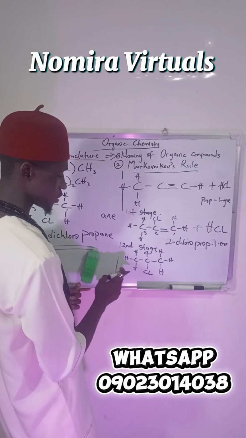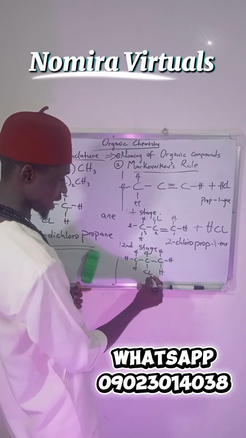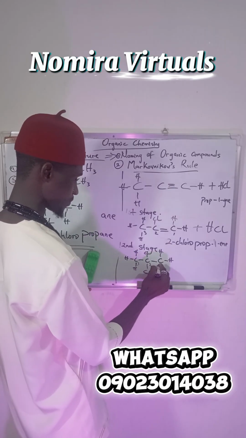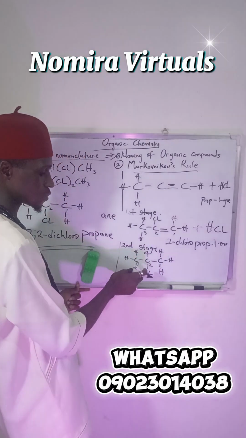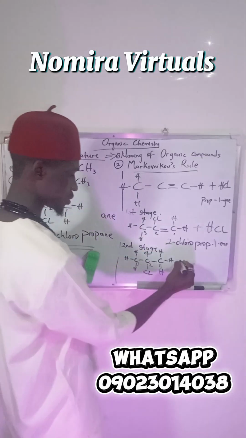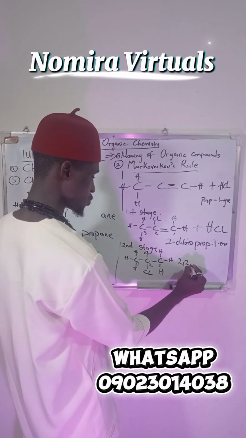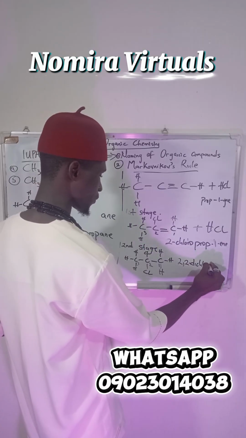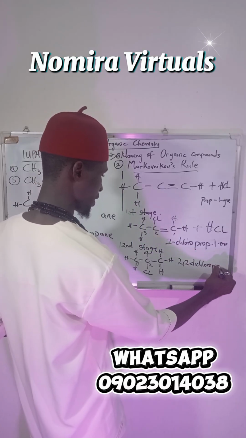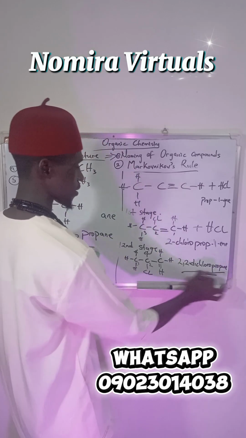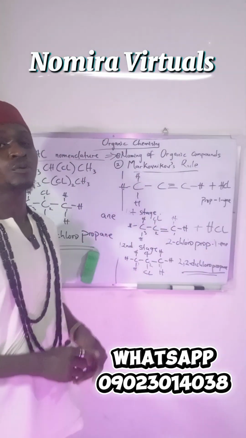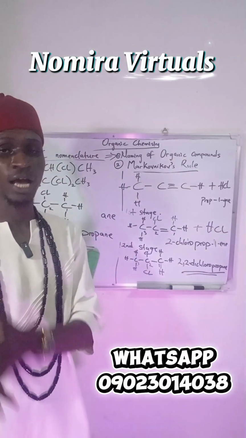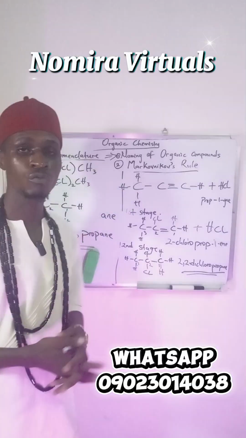So at the end of the day, the product that is formed is named as what? This is 1, 2, 3, right? So it is carbon 2 that carries both chlorine atoms. So the name will be what? 2,2-dichloropropane. So this is how we react an unsaturated hydrocarbon with a hydrogen halide, and then following Markovnikov rule we get a product.